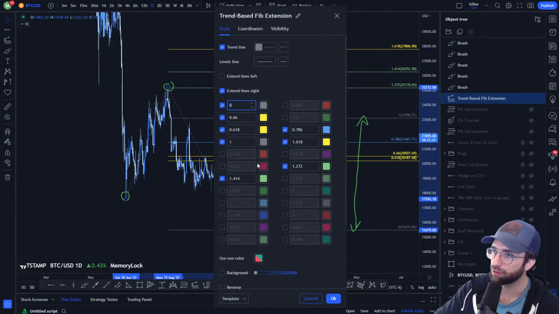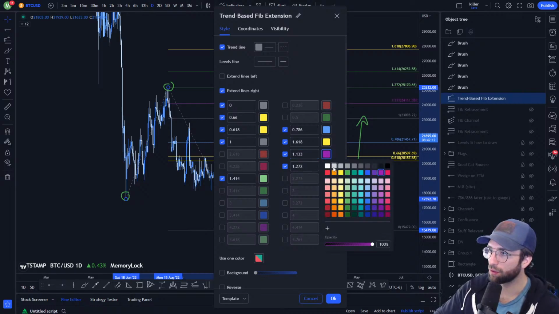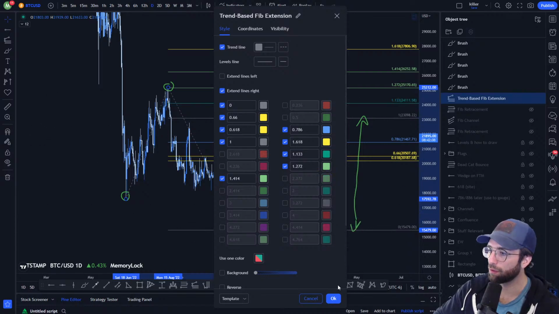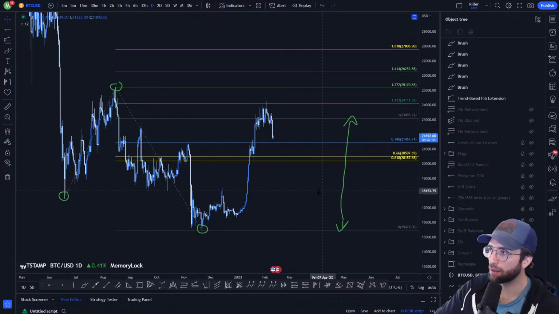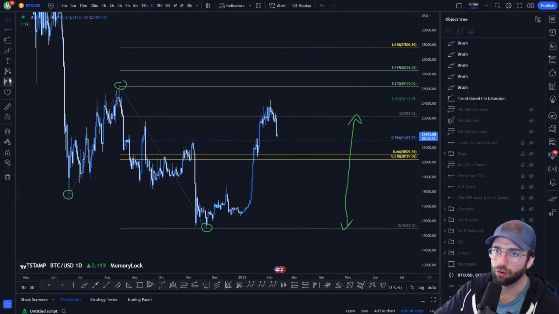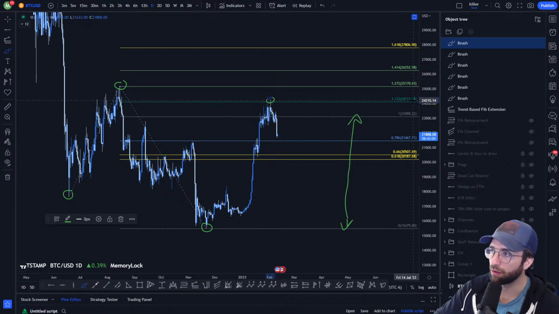I'm actually curious if we could just go ahead and add, I do want to add 1.133. I don't know. Just change this to, yeah. And look at that. Cool. So this rally ended at the 1.133 of this pull.